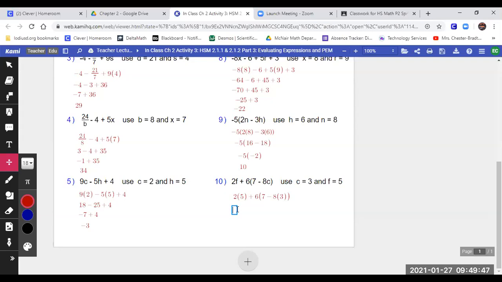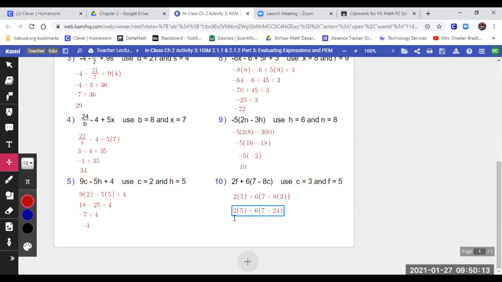The 8 times 3. Okay, so we're leaving alone this 2 times 5 because it's not in the parentheses, the plus 6, the 7, the negative sign, and I'm figuring out 8 times 3. So how much is that? 24. 8 times 3 is not negative 24. 8 times 3 is 24.